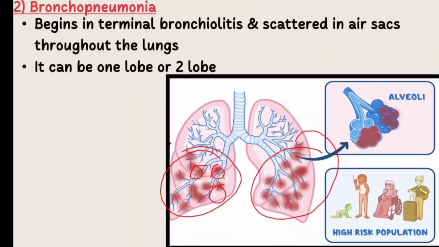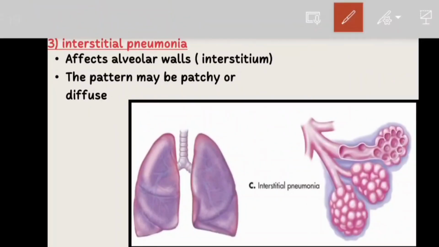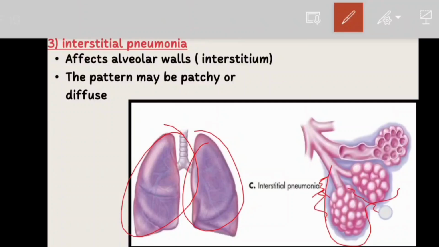Okay. Now the third one is interstitial pneumonia. So now look at the last picture. Here this type affects the alveolar wall, that is the interstitium, and the pattern may be patchy or diffuse. So this one is diffuse. Here the infection is not mainly inside the alveoli. Instead, it is affecting the supporting tissue around them. So imagine the walls of a house becoming swollen while the rooms remain relatively empty. That is similar to interstitial pneumonia. Okay, inter means in between, so in between the alveoli.